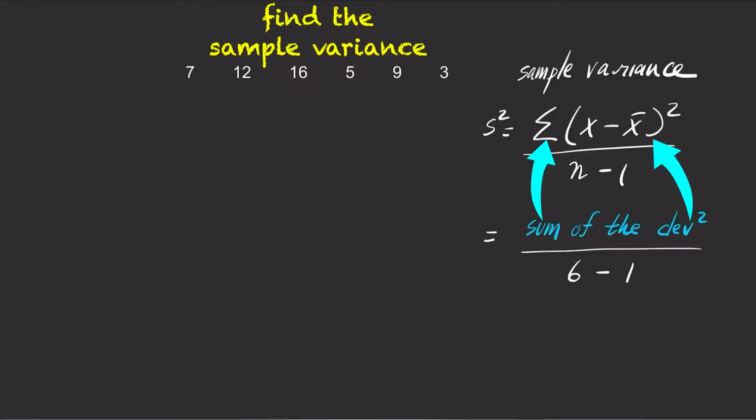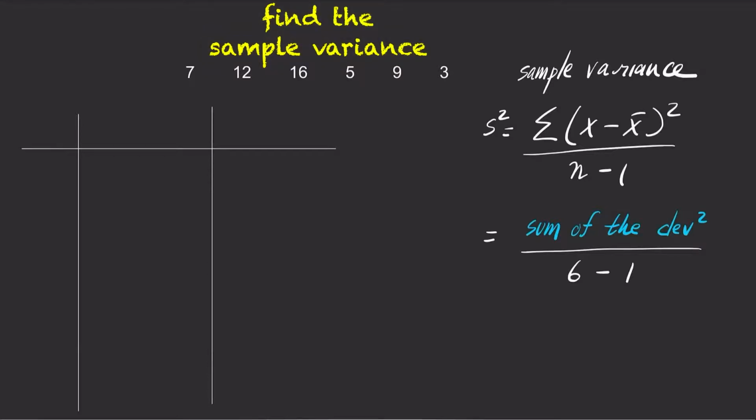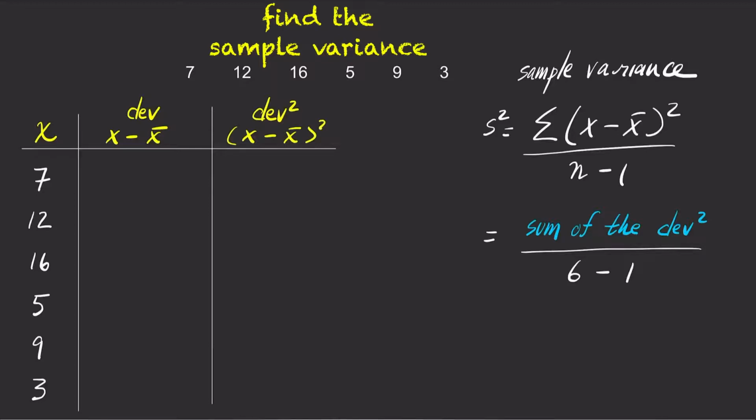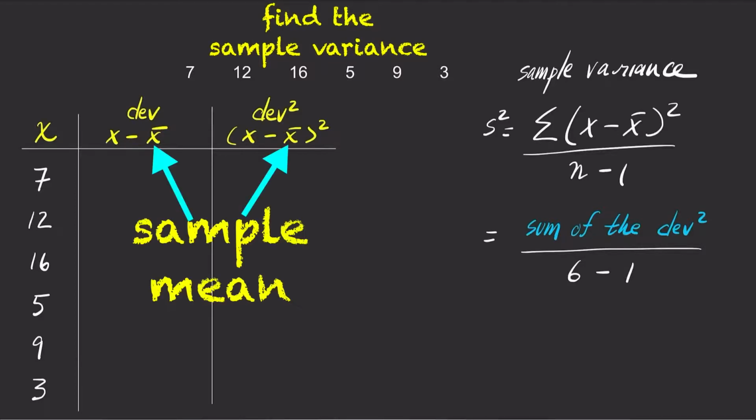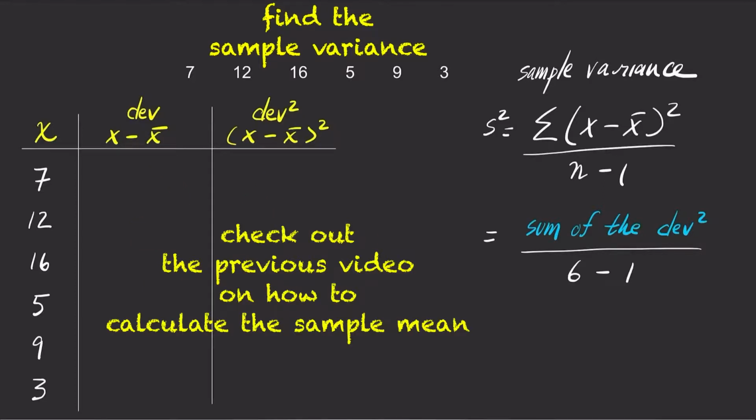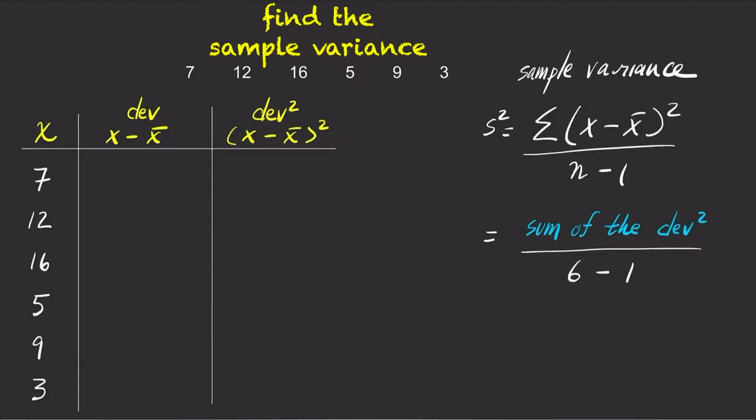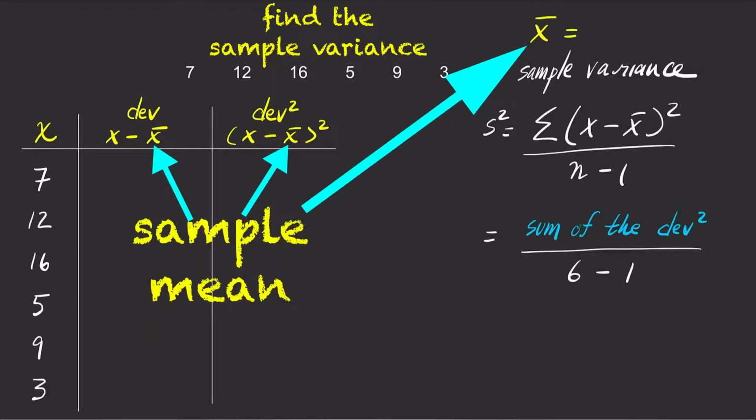Now, to find the sum of the deviation squared by hand, construct a table with 3 columns. First, list each number from the dataset in the first column, and list the deviation for each number in the second column. Then, list the deviation squared for each number in the third column. Notice, we need the sample mean in order to do the calculations. You can check out the previous video on how to calculate the sample mean. Here, the sample mean is x bar equals 8.67.